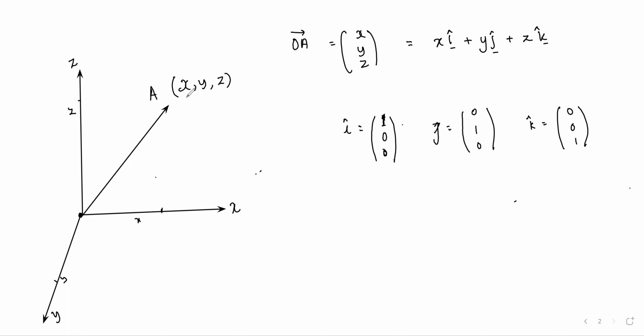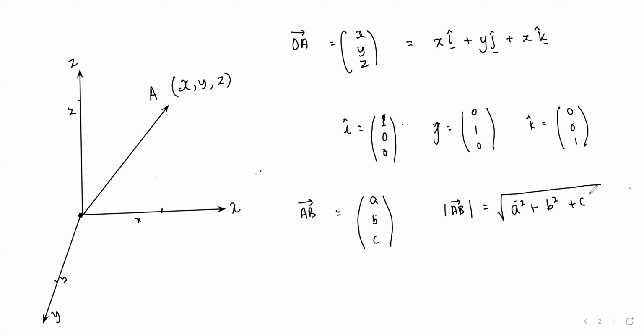Now, just like how we find the magnitude of a vector in 2 dimension, we can find the magnitude of a vector in 3 dimension also, using the same formula. So if I have a vector, say AB, and the vector AB has x, y, and z components as a, b, c, then the modulus of the vector AB is the square root of a squared plus b squared plus c squared.